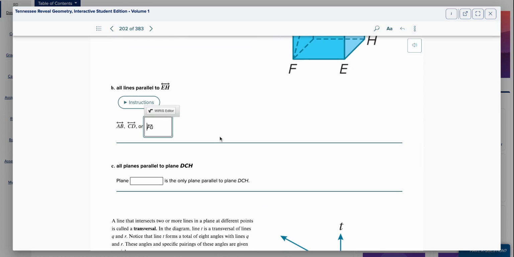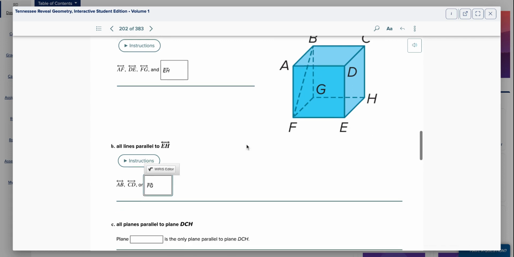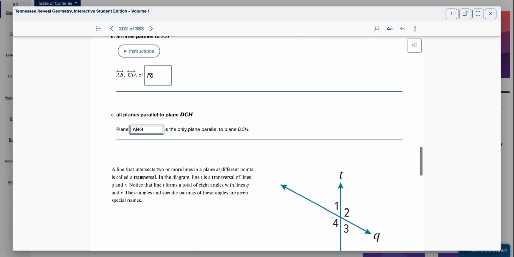All planes parallel to plane DCH. Well, let's see. DCH is this right side of the cube over here, and I need a plane that is parallel to it. Well, right side will be parallel to left side. So we need to go with ABG. And that's the only one.